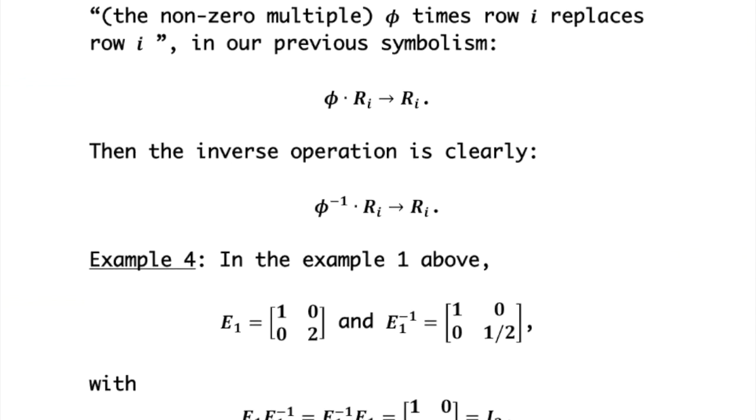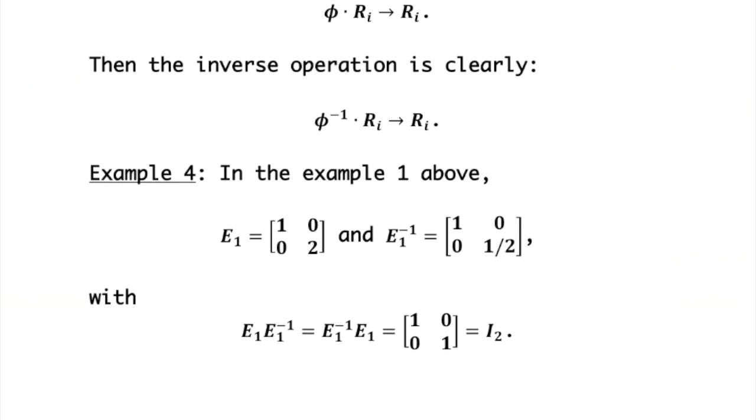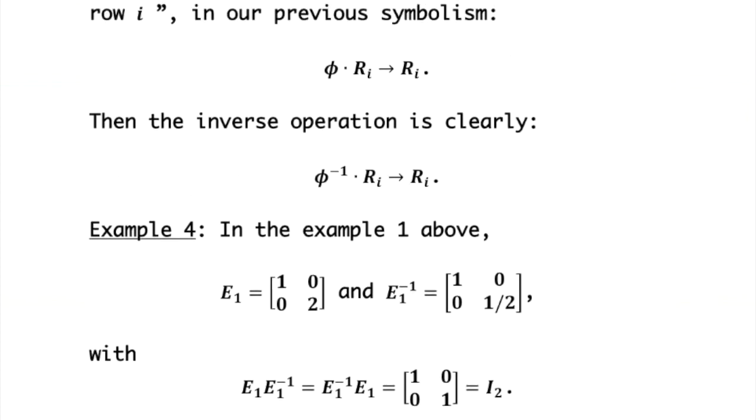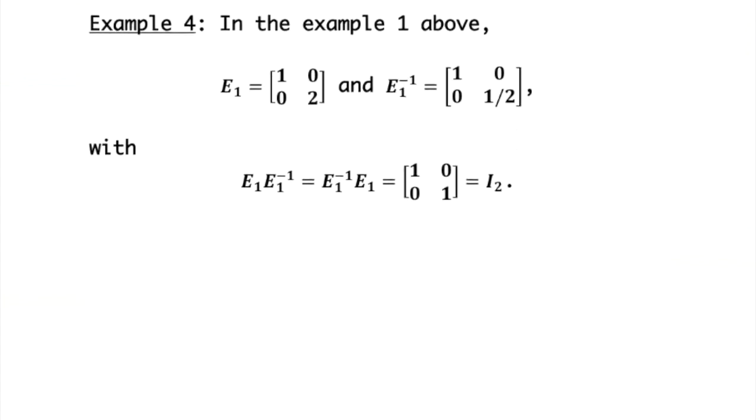Example 4 then. In example 1 above, if I had E sub 1 was [1, 0; 0, 2], E1 inverse would be [1, 0; 0, 1/2]. Now if you actually multiply those matrices together in either order, you will see you get [1, 0; 0, 1]. It should be pretty clear that those are going to be inverse operations here. These two are clearly going to invert each other's effects.